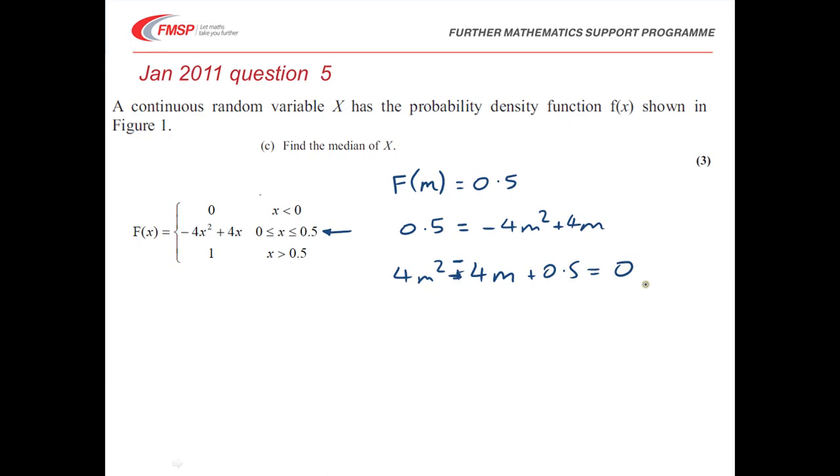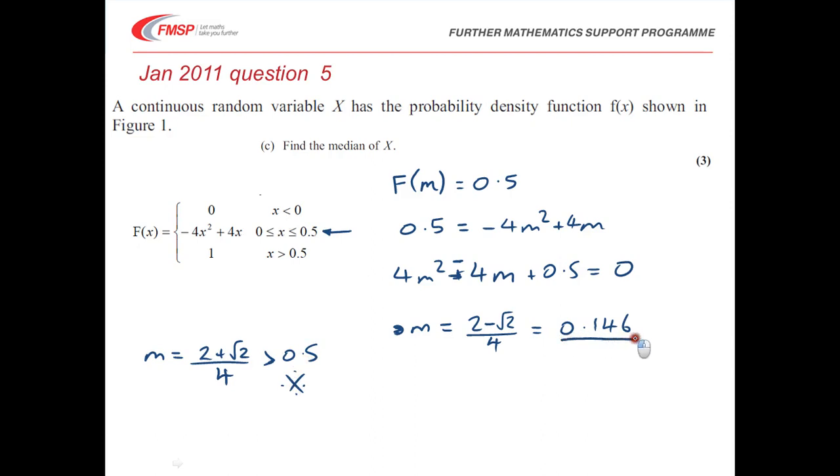Okay, so it's a question of solving this. Now you can use the formula, you can complete the square, any of those would be fine. If you do that, you end up with m equaling 2 minus root 2 divided by 4, and that's going to give me a value of 0.146. Always check that your answer is within the support. The reason is this: if you solve it, you're going to get two answers, and this answer is bigger than 0.5, so therefore it can't happen. Your median has to be between 0 and 0.5, so that's how we know that this is going to be the answer here. So for this question you get 3 marks.